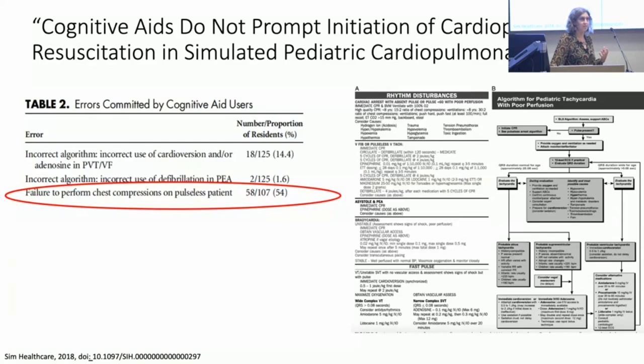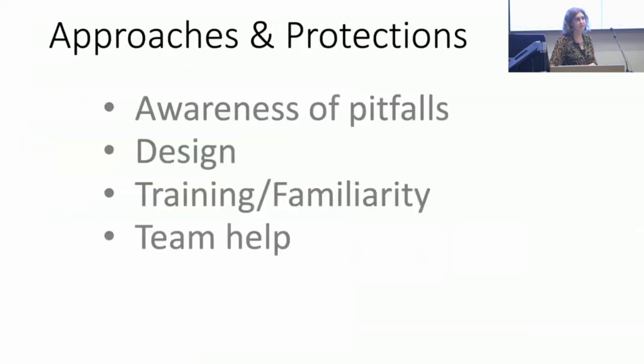There are moments like VTAC, that is unstable, needs shocking and gets better, that it's not at all needed. But the vast majority of the issues are actually in triggering use. So think about that if you're the next person in and no hand tasks are needed, that you can ask the leader. It doesn't all have to come from the leader. So approaches and protections: awareness of these pitfalls, the design, the training and familiarity, and the team help.